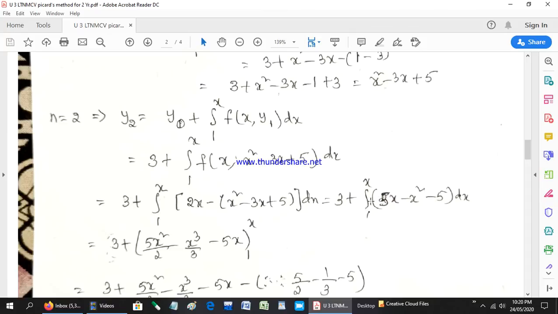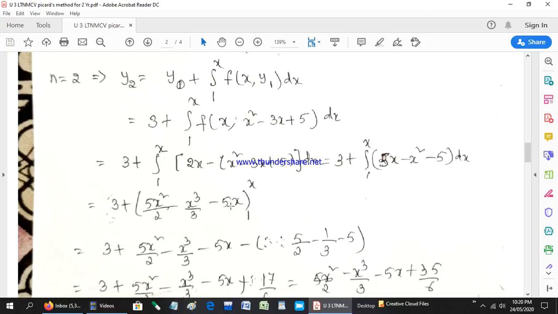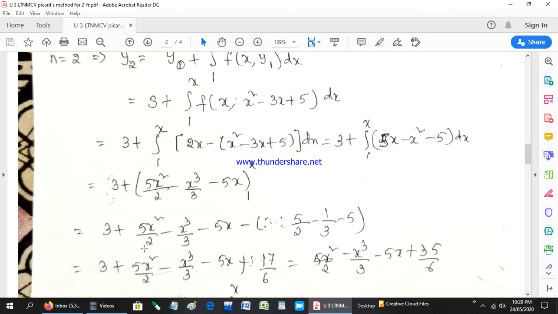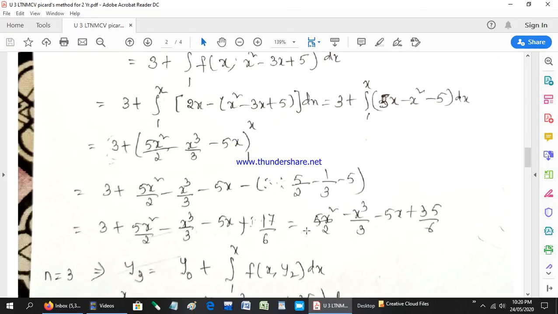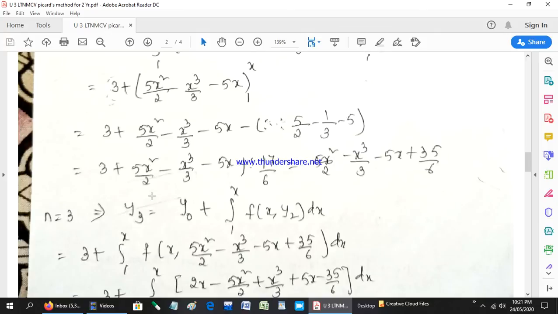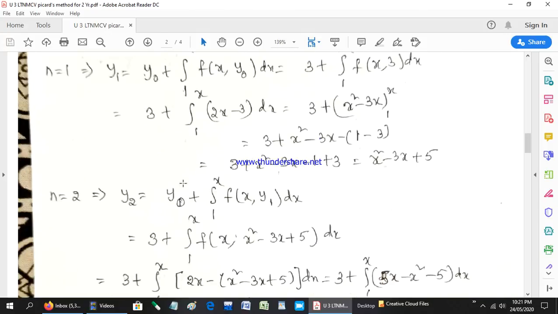So 3 plus this integral value from 1 to x will be 5x square by 2 minus x cube by 3 minus 5x, from 1 to x. So 3 plus, substituting the upper limit, that will be 5x square by 2 minus x cube by 3 minus 5x, minus the lower limit. So for lower limit x is equal to 1, this is the value 5 by 2 minus 1 by 3 minus 5. So this simplified value will be 5x square by 2 minus x cube by 3 minus 5x plus 35 by 6.